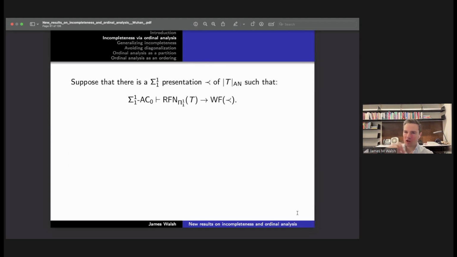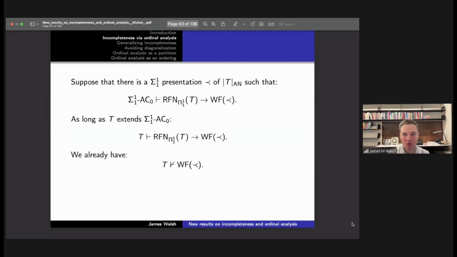Now, how does our argument for our theorem go? Remember, we want to show that all the T of a certain kind don't prove their own pi 1,1 soundness. So suppose that there is a sigma 1,1 presentation, prec, of the analytic proof theoretic ordinal of T, such that sigma 1,1 choice proves this conditional, right? So provably in sigma 1,1 choice, if T is pi 1,1 sound, then prec is well-founded. Well, if T extends sigma 1,1 choice, then it too will prove this conditional, right? So it also proves that the pi 1,1 soundness of T implies the well-foundedness of prec.